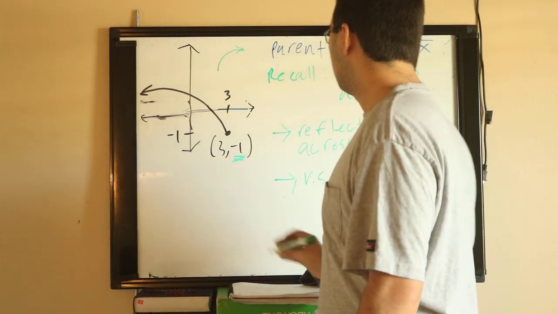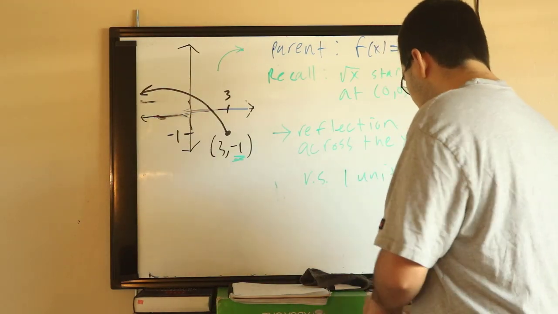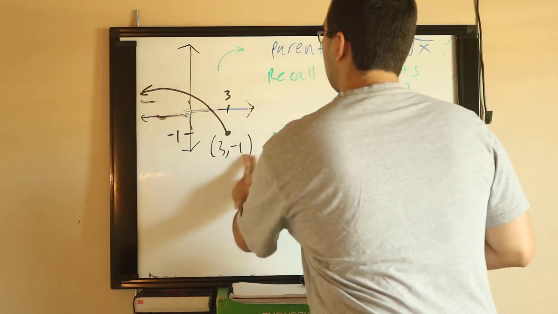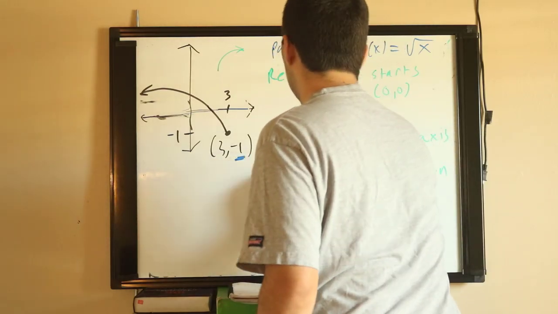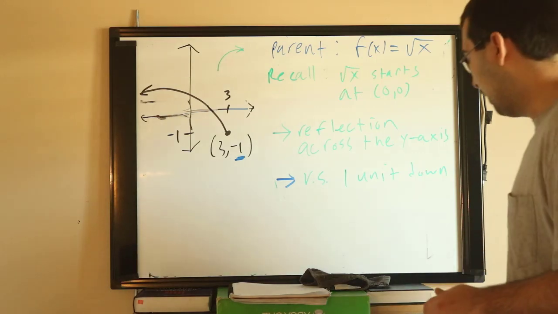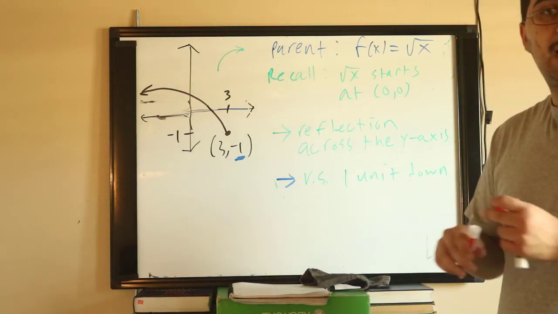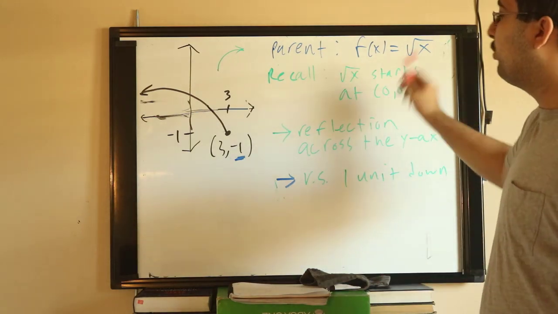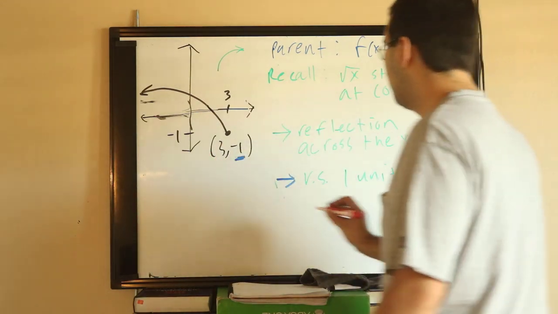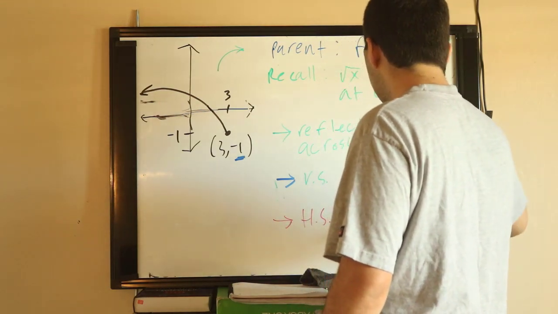Alright, let me go ahead and color coordinate. We had a vertical shift 1 unit down. Alright? So, next is that x value. It was 0 before, it's 3 now. So I'm going to have a horizontal shift of 3 units.